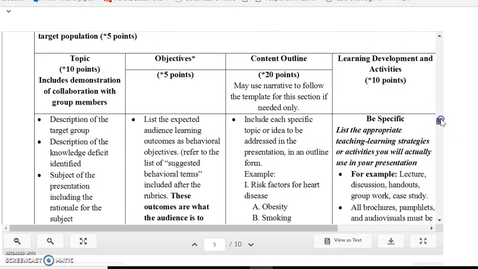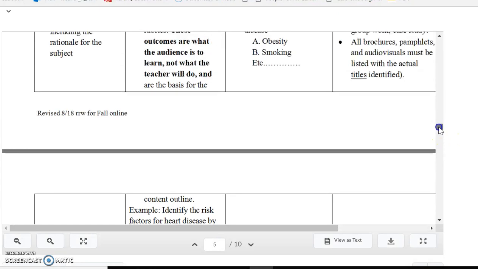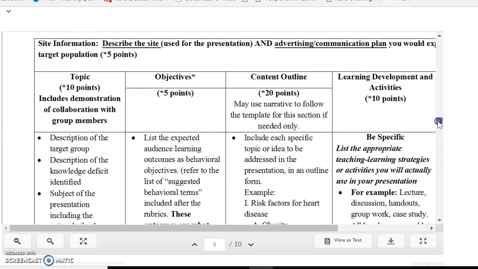And then your objectives. These are objectives that you're hoping the audience to accomplish. So it's not what you're accomplishing. You're going to list things that are expected outcomes from the audience. So, for example, I think I gave an example. By the end of the presentation, the audience will be able to identify the risk factors for heart disease by the end of the education session. Is like an example of one objective.